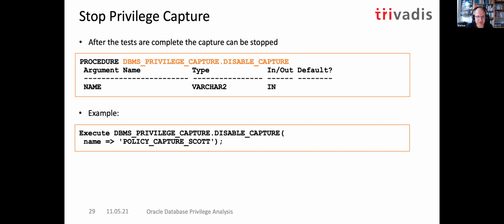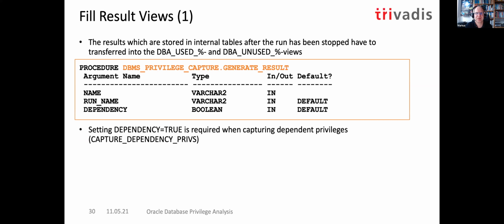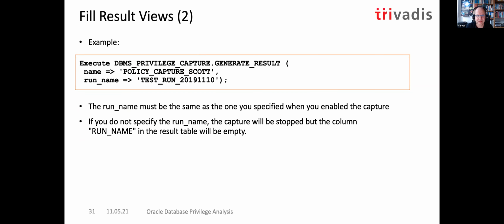At that point of time, all the findings, all the captured privileges are still only in memory. And you need the generate result procedure to fill these DBA used and unused views. And again, you have to provide the policy name and the run name. This is a simple example. Yeah, run name must be the same.